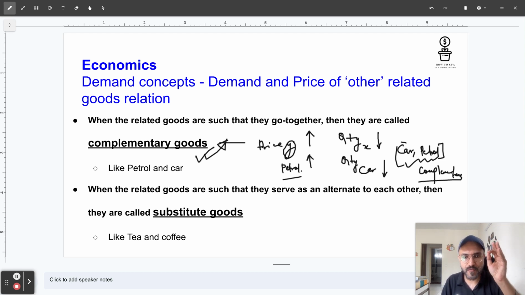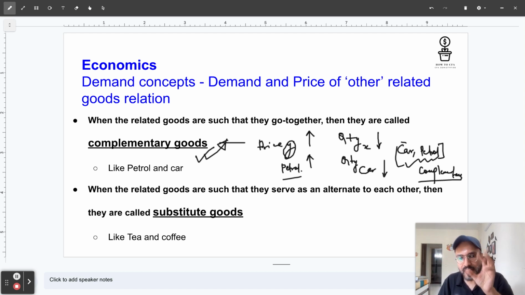So this is a very, very important concept, boys and girls, from the perspective of economics, because in economics, how price and quantity are related is at the heart of all the fundamentals which we are going to learn.